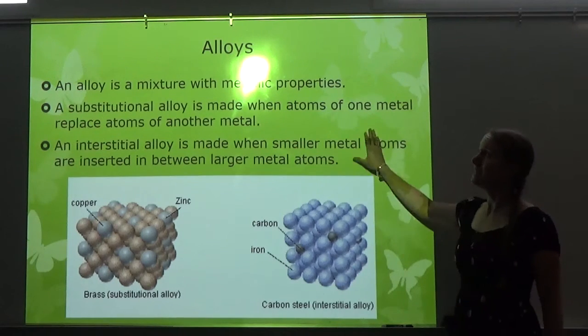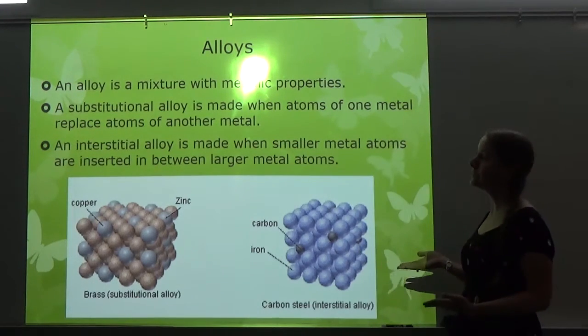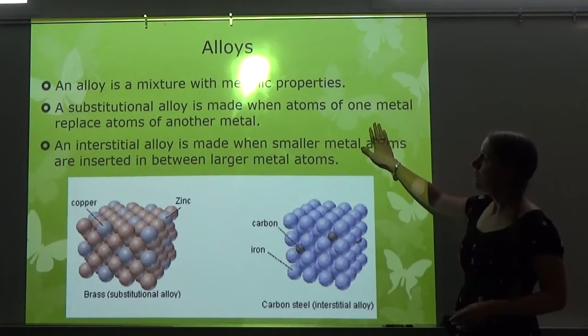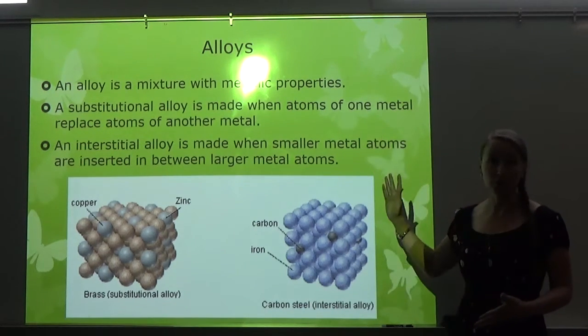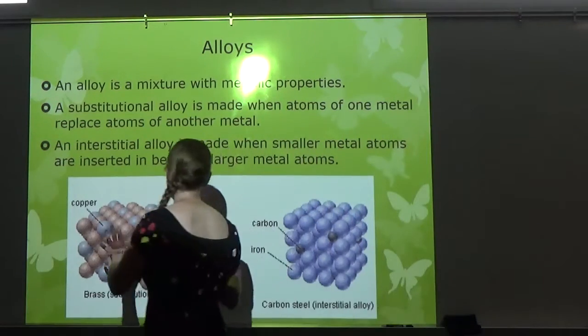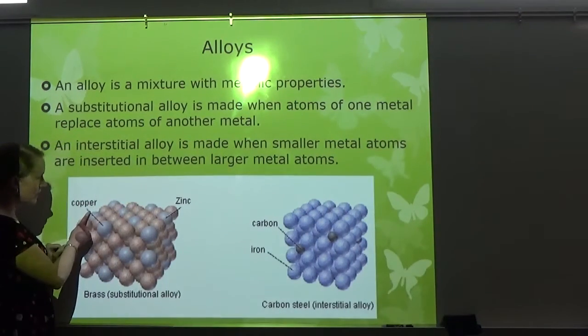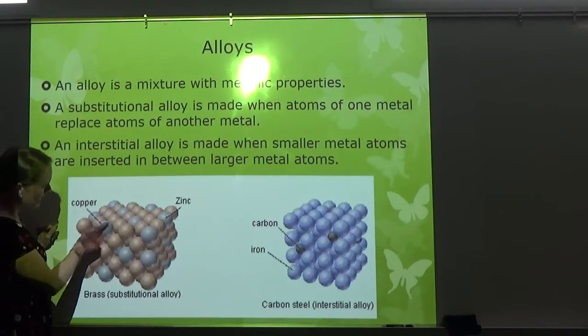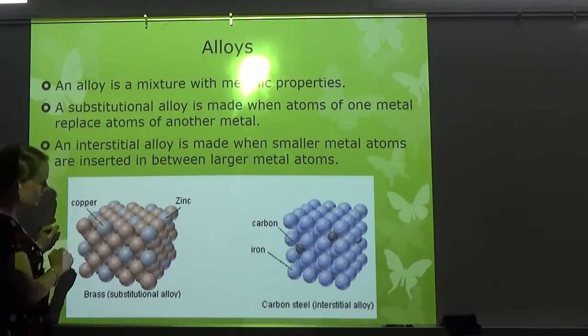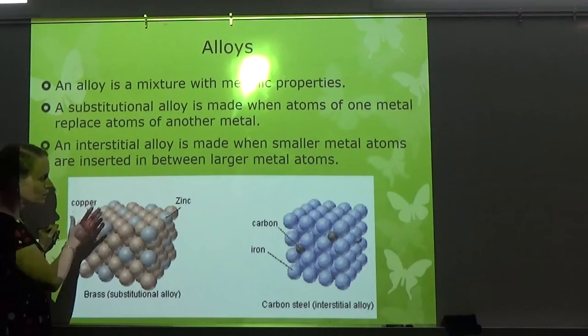An alloy is a mixture with metallic properties. There are two main types of alloys: substitutional and interstitial. A substitutional alloy is made when atoms of one metal replace atoms of another metal. Here we have some copper and we have some zinc. Of course, this is literally pointing at the zinc. It should be pointing to the tannish atoms. And so this is a substitutional alloy.